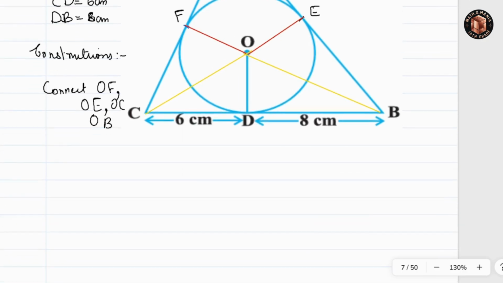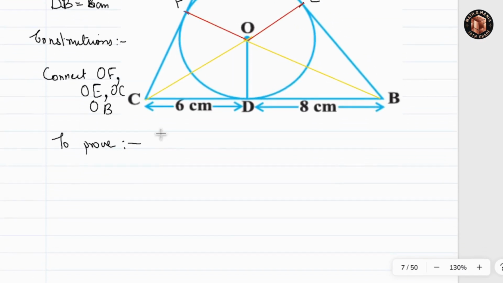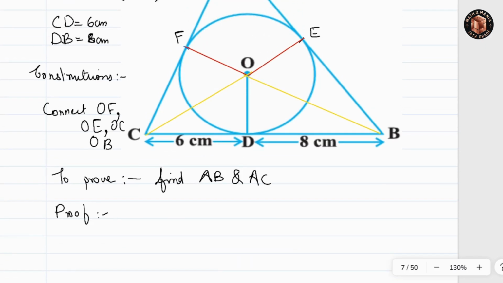Now what we have to prove? To prove, we have to find AB and AC. Now from here it starts our proof. This question is really important because if I'm checking from 2012, this question gets repeated every 2 years. So this is really important. Don't miss this question.